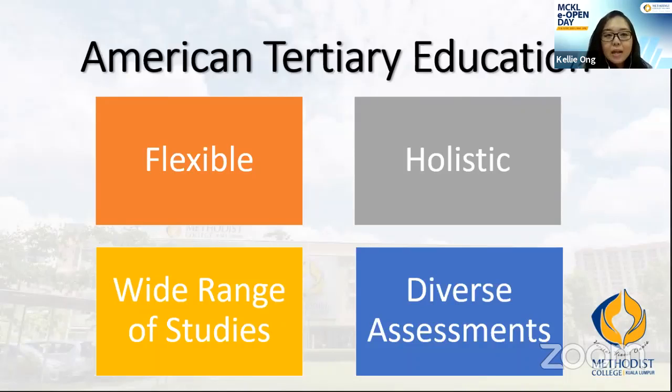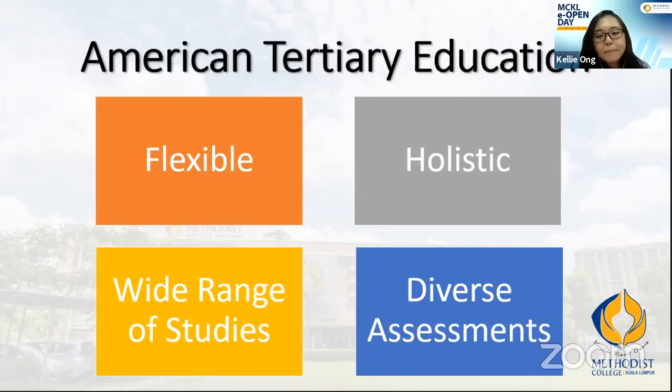Secondly, the American tertiary education is a holistic one because students are required to be exposed to many other fields apart from focusing on their major. I will speak a little bit more in depth about holistic education in the next slide. The next point is that American tertiary education offers a very, very wide range of studies. Whatever you would like to study, you name it, they have it. Sometimes students can even personalize their own major, from the arts to the sciences to communications to engineering, anything at all.